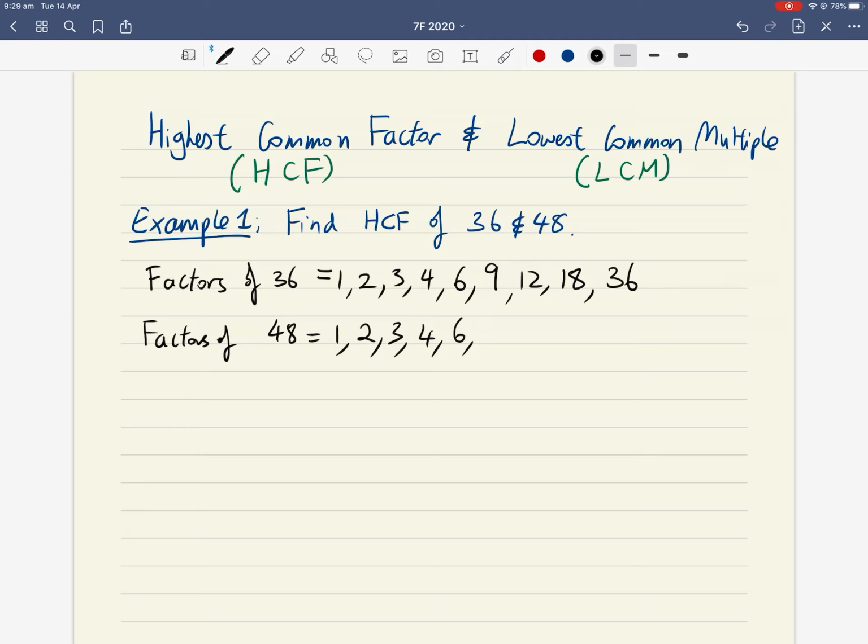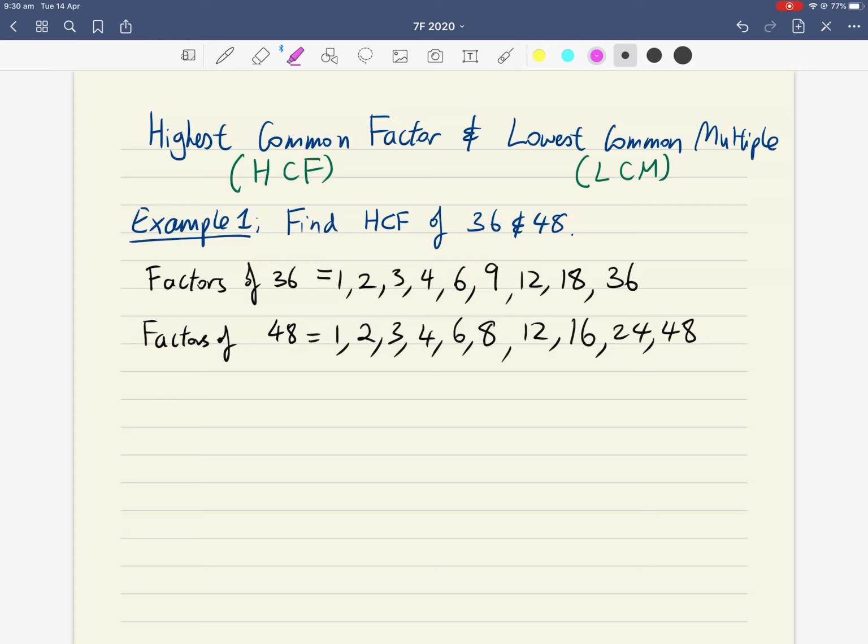7 is not, and then 8 is, because that pairs up with 6. The remaining factors are the remaining pairs of the already established factors. So 4 times 12 is 48, 3 times 16 is 48, 2 times 24 is 48, and 1 times 48 is 48. So we've identified the factors of both 36 and 48.